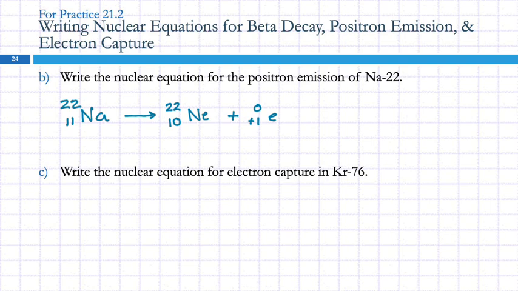Electron capture. So here we've got krypton, 76. And what's the atomic number for krypton? 36. Electron capture means we're adding an electron. So electron is e, and the negative one. This one's easy because we're just adding instead of figuring out by difference. So this must be 76, and this one must be 35. That's bromine.